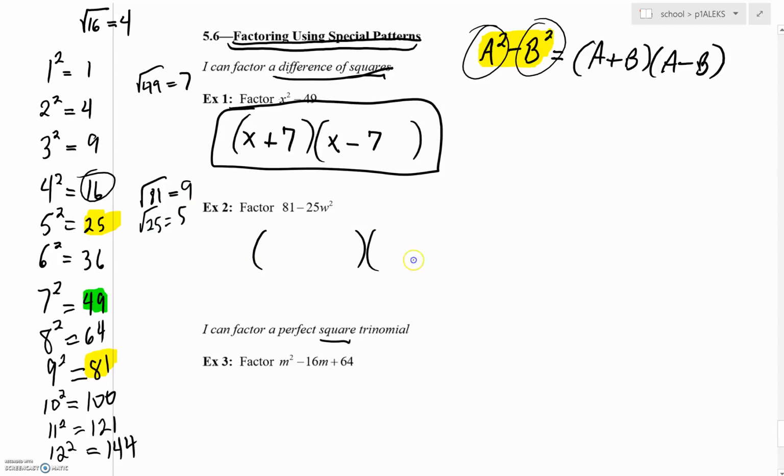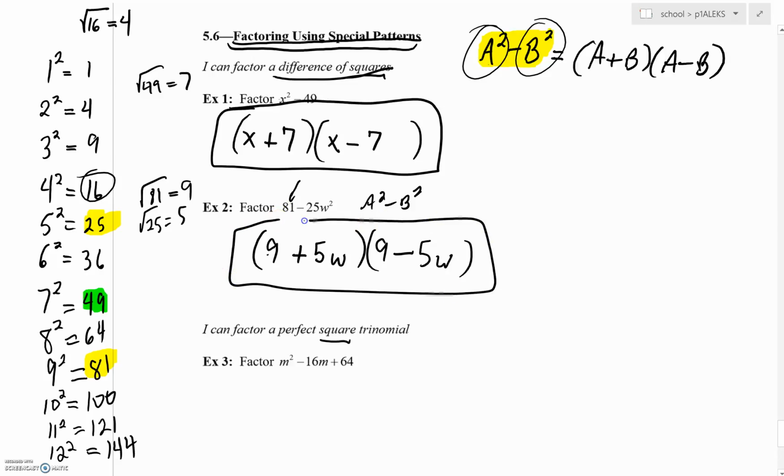So what are we going to write down? Well, what times what is 81? If that's your a squared, you've got a squared minus b squared. You'd have an a and an a. Square root of 81 is 9. We'd write a 9 and a 9. We're going to write one plus, one minus. Well, what's the square root of 25? It's a 5. But we're also going to need a w because the square root of w squared is just going to be a w. So we'll have 9 plus 5w and 9 minus 5w, and we are done.